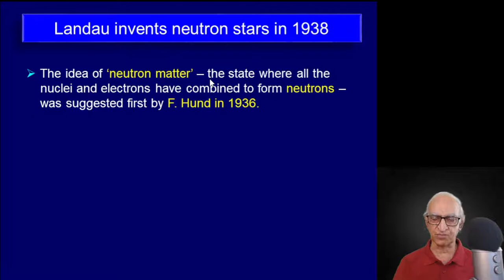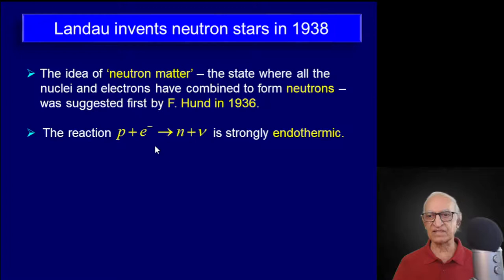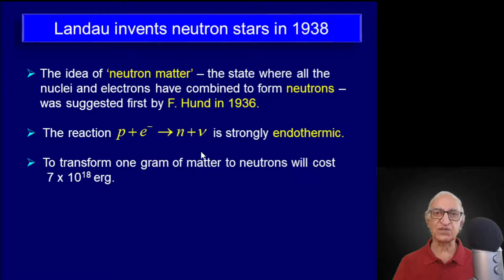The difficulty with this idea was that the reaction in which a proton combines with an electron to form a neutron and a neutrino, which will of course escape, is strongly endothermic, which means this will not happen spontaneously and you have to supply energy for this reaction to happen. And you have to supply an enormous amount of energy. For example, if you try to convert 1 gram of ordinary matter to neutrons, then it will cost you 7 × 10⁻¹⁸ ergs, which is an enormous amount of energy.